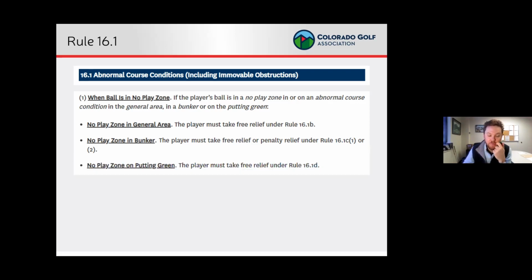And then a no play zone on the putting green. I've not seen this. The player must take free relief under 16.1D. So if your line of play is to the no play zone, you'd have to move that ball along, no closer to the hole, to where the no play zone on the putting green would not be interference. Again, not seeing that one. I don't even know a good example of that. Would love to see one actually.